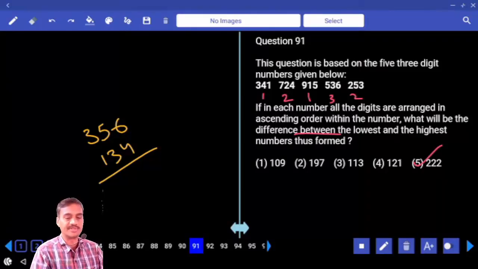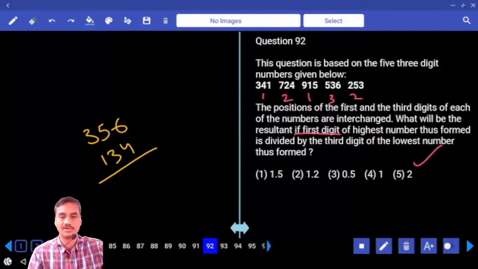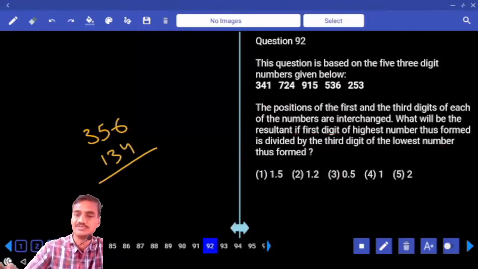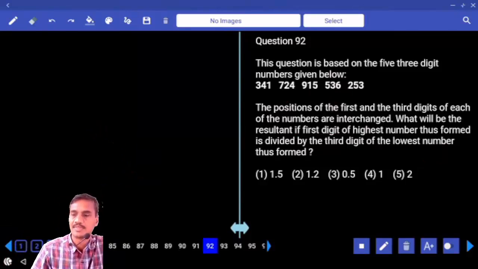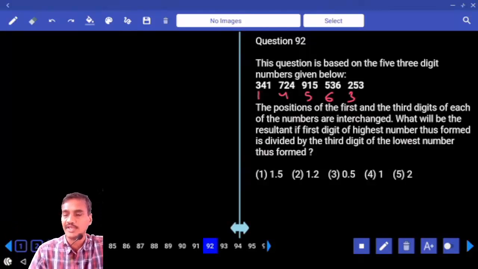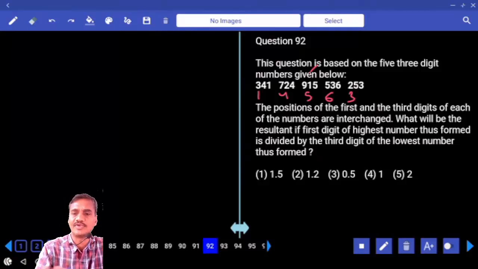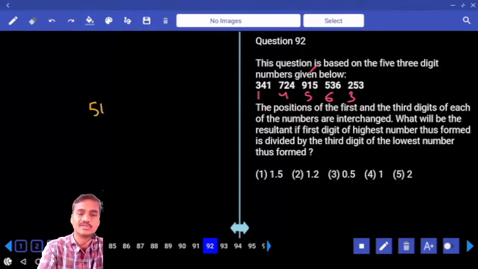Then next one, 92. The positions of the first and the third digits of each of the numbers are interchanged. What will be the result if the first digit of the highest? First and third interchanged means 1 and this is 4, this is 5, this is 6, this is 3. Last digits are coming to the first place. Among this, what is the highest number? Now 519 is the highest. Sorry. The highest number is 635.